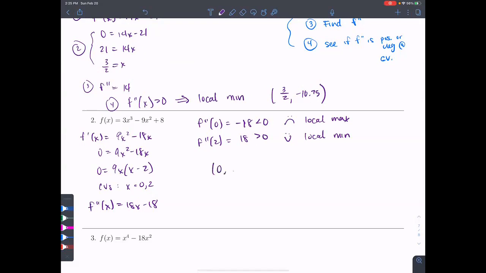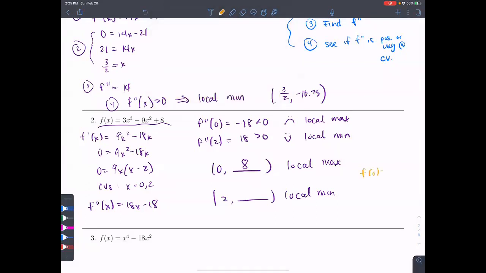So we have 0 something for the local max, and 2 something for the local min. To figure out those somethings, go back to the original function and plug in 0, so that would give us 8. Plug in 2.